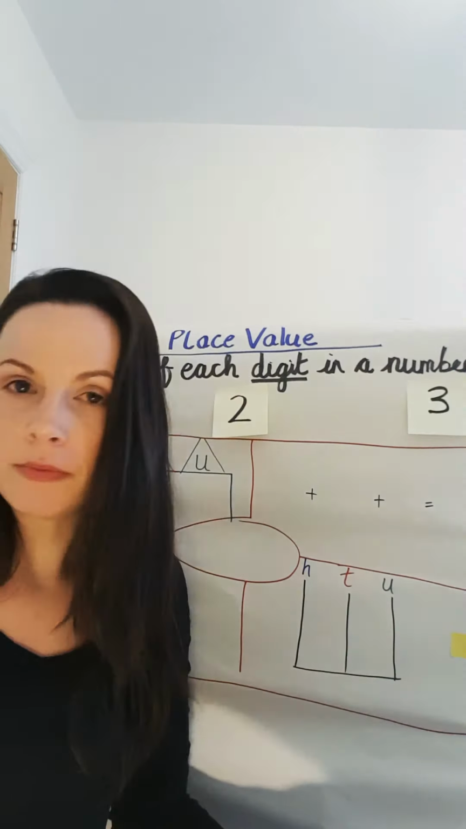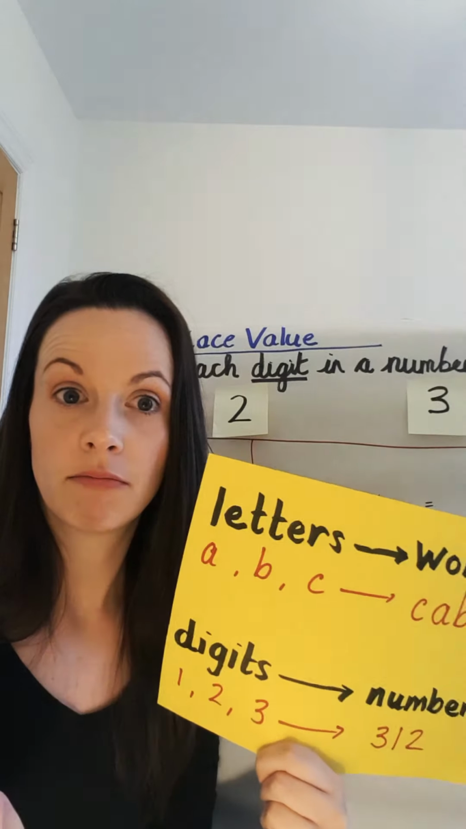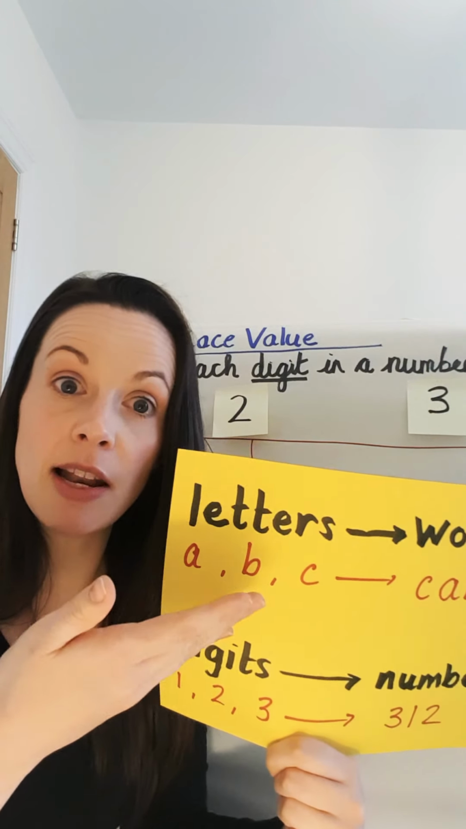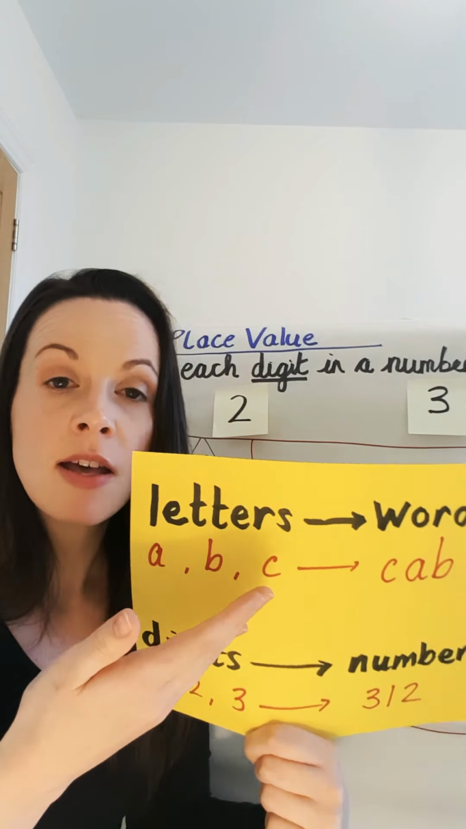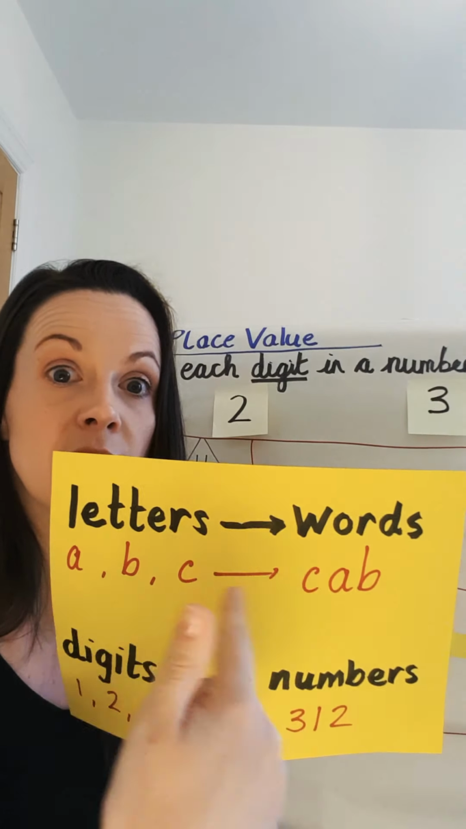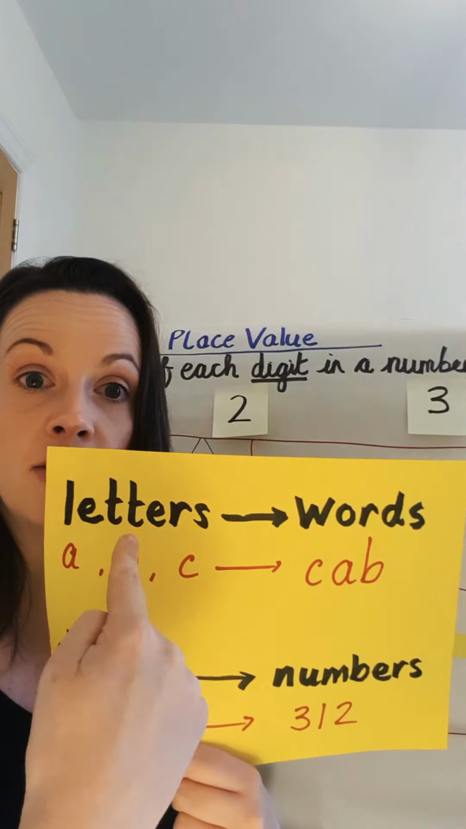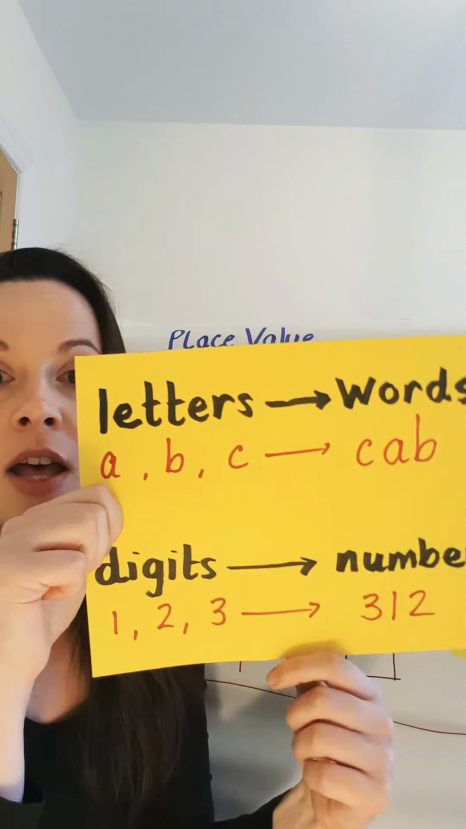So it's like we have letters in the alphabet, A, B, C, okay? That's their name. That's the name of that letter is A, the name of that letter is B. And we put letters together to make words. So if I put these letters together in a different way, we mix them up, I can make the word cab. Okay, so letters, put them together and make words.